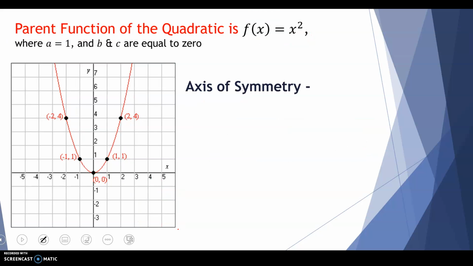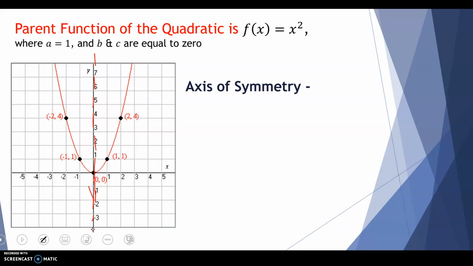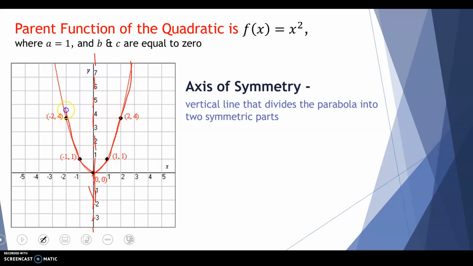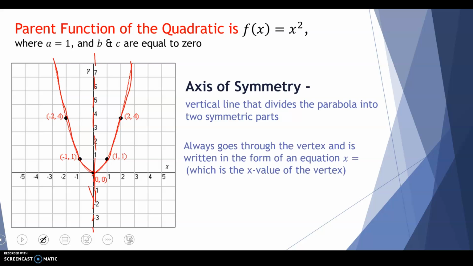Now, same picture again, but the new vocab word is axis of symmetry. So if I were to draw a vertical line that goes through my vertex, it would cut my graph in half symmetrically. So the axis of symmetry is the vertical line that divides the parabola into two symmetric parts, okay? Meaning that this red part of my graph would match with this red part of my graph, okay? And every quadratic function has one, and it always goes through your vertex. But it's actually an equation, and it's actually the x value of your vertex.